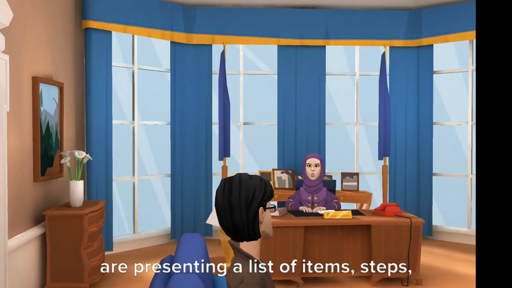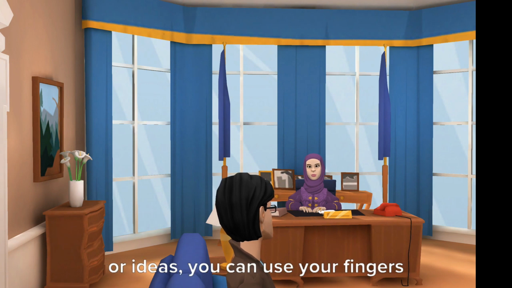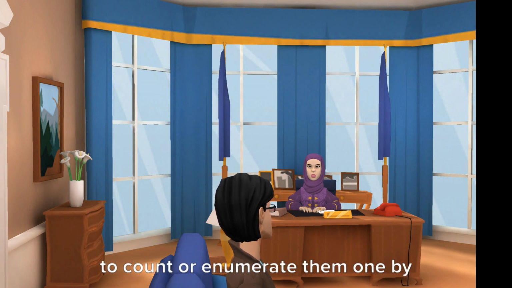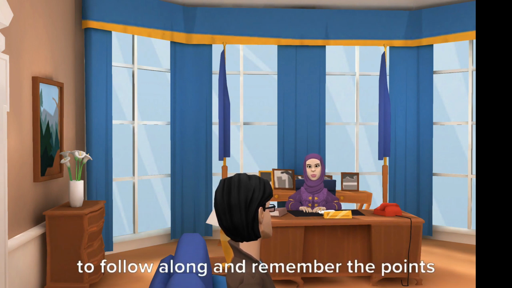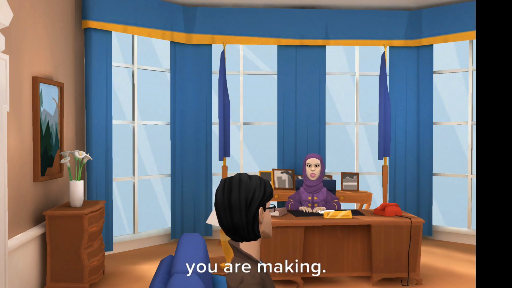5. Counting or listing gesture. If you are presenting a list of items, steps, or ideas, you can use your fingers to count or enumerate them one by one. This makes it easier for the audience to follow along and remember the points you are making.